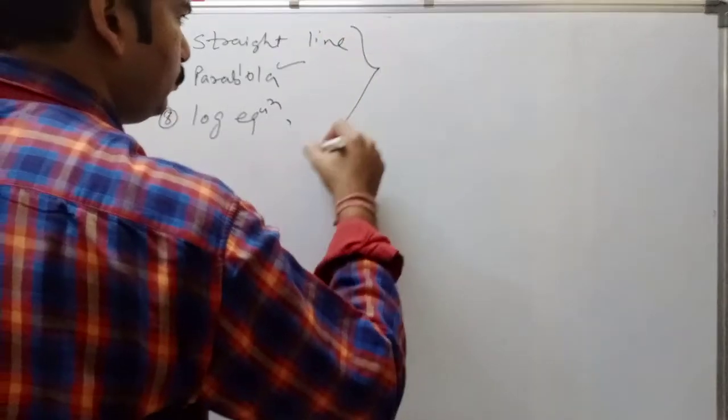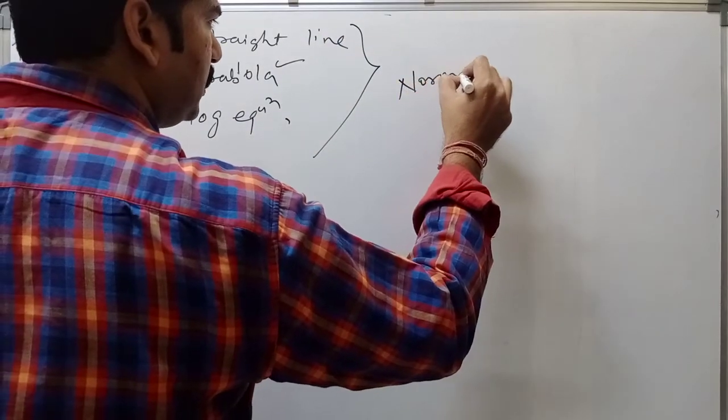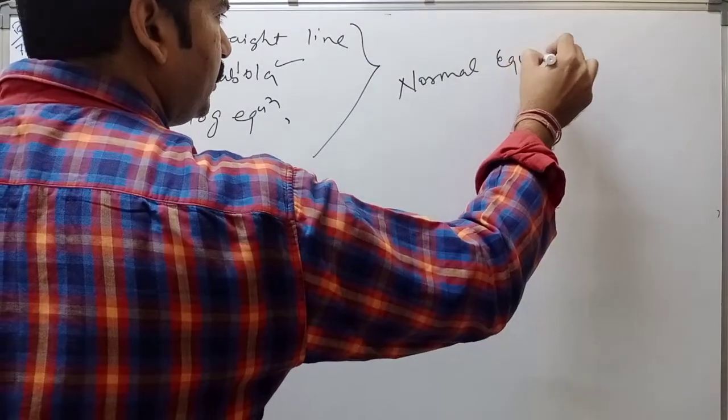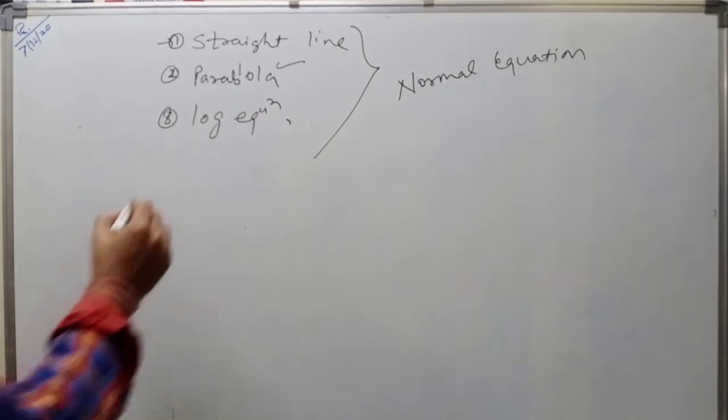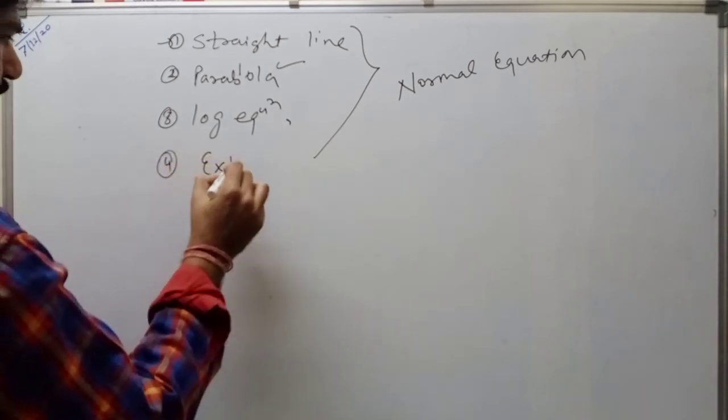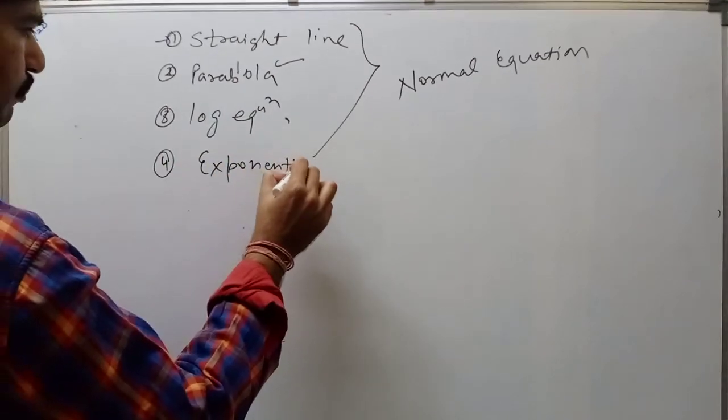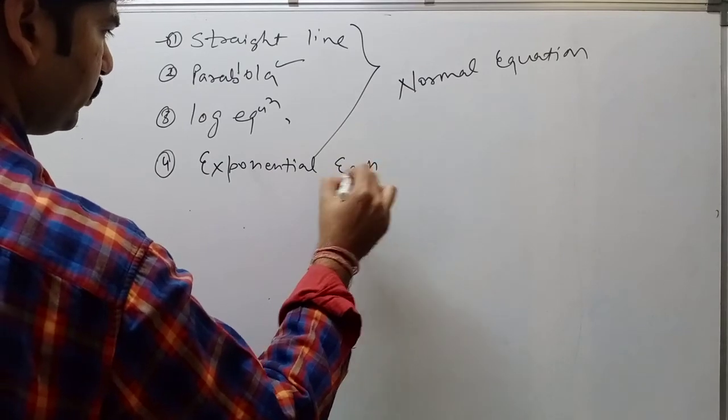For that, you have to understand what the normal equation is. You need to identify and go for the normal equation. So these are the things you need to concern yourself with for the principle of least squares. That is also provided in the notes. You have to go for it. Also the exponential equation is there. Exponential equations are already provided.